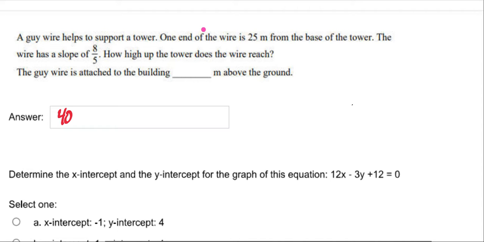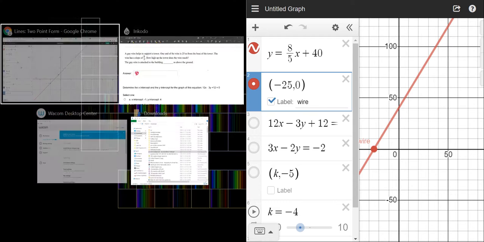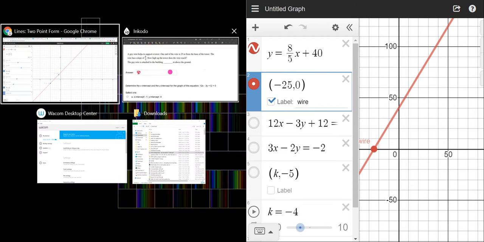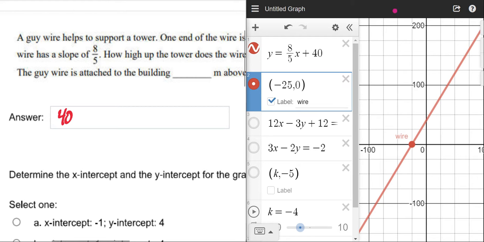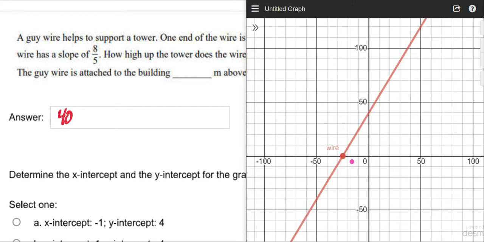So when we're looking at this, the thing we're trying to show, just trying to pull a graph up here for you, is this. Just going to zoom out a bit so you can see what's going on. Here's a wire. It's attached 25 meters away, so between 0 and -50. Here it is over at 25. How high up the tower does it reach? The slope of this line should be 8/5.